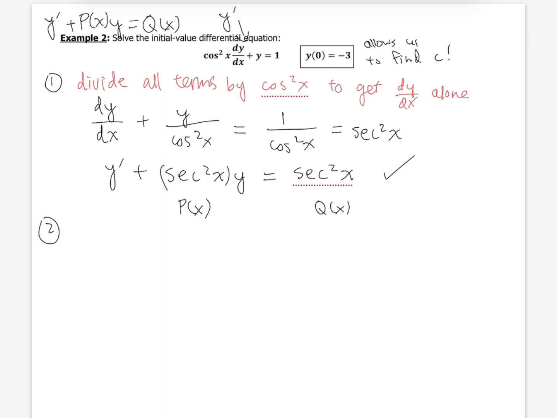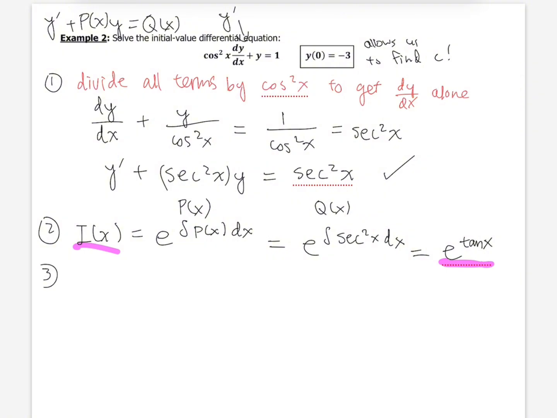To find our integrating factor, we have I of x equals e to the power of the integral of p of x dx, which means we're integrating secant squared x dx. The integral of secant squared x is just tan x. So e to the tan x turns out to be our integrating factor.